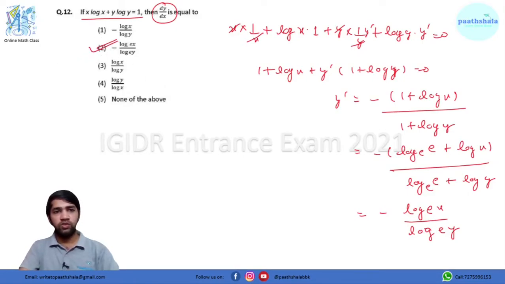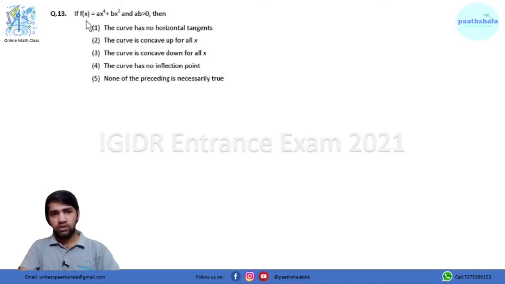Now let's move to the next question. In this question, basically with this given function and this condition, we have to assess the nature of the function with these parameters, that is whether it has a horizontal tangent or not, whether it is concave up or down, or whether it has an inflection point or not. So first let's find the first derivative.